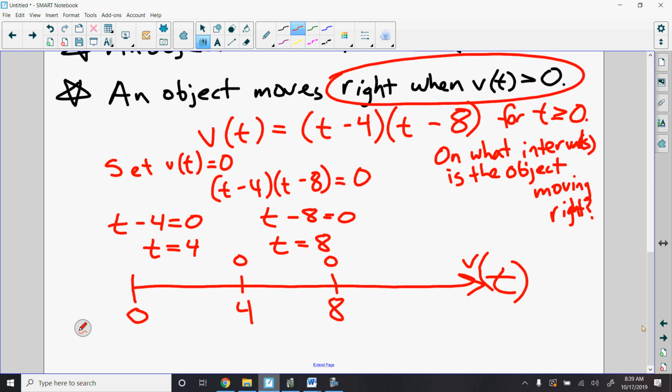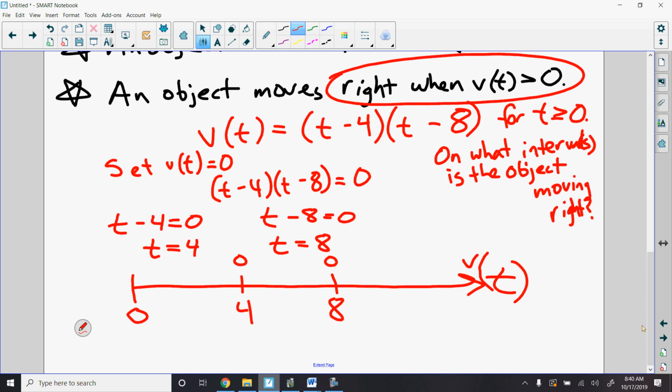So if you think between 0 and 4, I can choose any number I want between 0 and 4 and plug it into my velocity equation. If I get a positive number, that means every single time between 0 and 4, the velocity is positive. If I get a negative number, then every number between 0 and 4 has a negative velocity. I only need to test one because I can't switch from positive to negative without going through 0, as long as I have a continuous function, which this is.